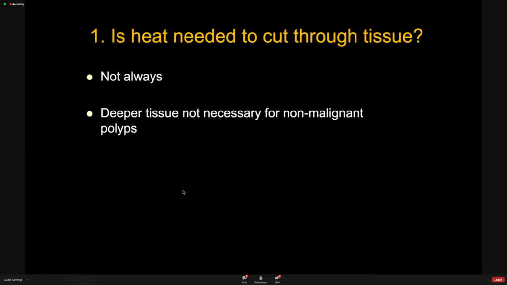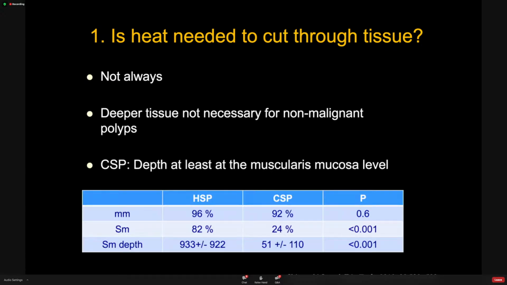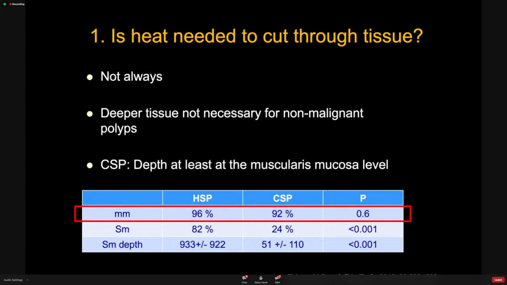It's not always, because deeper tissue is really not necessary to get if the polyp is non-malignant. This is a slide which was also shown by Professor Kim, and you can see that with hot snare polypectomy and cold snare polypectomy, the depth of cutting through at least to the muscularis mucosa level is almost similar. We're not talking about malignant polyps, but you can see it's 96 versus 92%. So the depth of cutting underneath the polyp, if the polyp comes from the epithelium, is similar with both techniques.